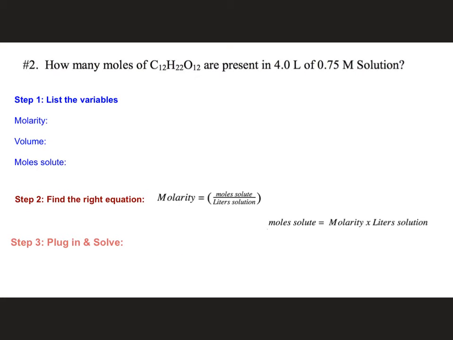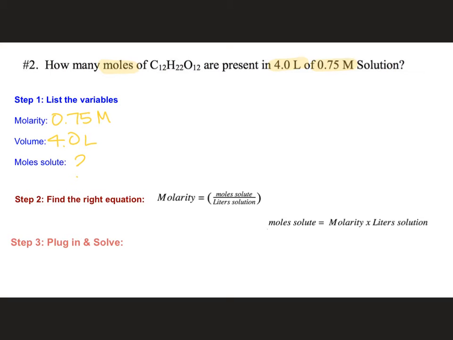This question is very similar to the first one, but instead of solving for the molarity, we're going to be solving for the moles for this question. So first step, like always, let's list our variables. I'm going to highlight them again. So first thing, we're trying to figure out how many moles, so I'm going to highlight that. We have 4.0 liters of our solution and 0.75 molarity as our concentration. So listing our variables, I'm going to write down under molarity, we have 0.75 M. Our volume is 4.0 liters, and we do not know what the moles solute is.